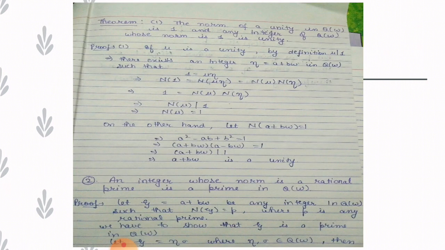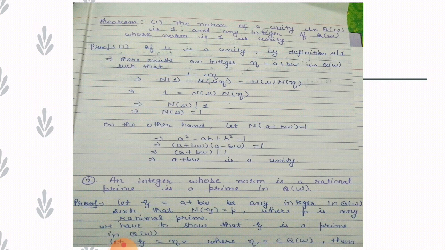Now there are other theorems related to the norm in Q omega. The norm of a unity in Q omega is 1, and any integer of Q omega whose norm is 1 is a unity. Now let's take the proof. If mu is a unity, by definition mu divides 1, and then there exists an integer eta equal to a plus b omega in Q omega such that 1 is equal to mu eta. Taking norm on both sides, norm of 1 is equal to norm of mu into norm of eta.